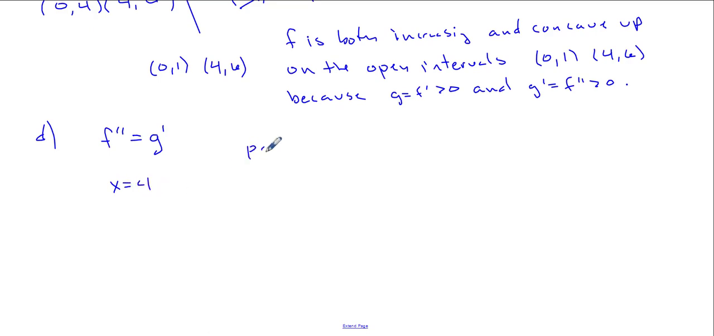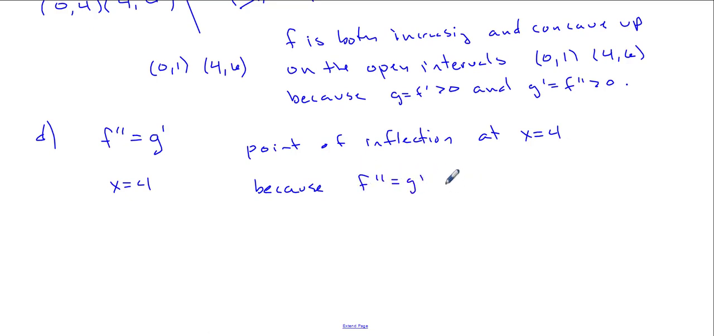So we have a point of inflection at x equals 4 because F double prime, which equals G prime, changes signs, which means F changes concavity.